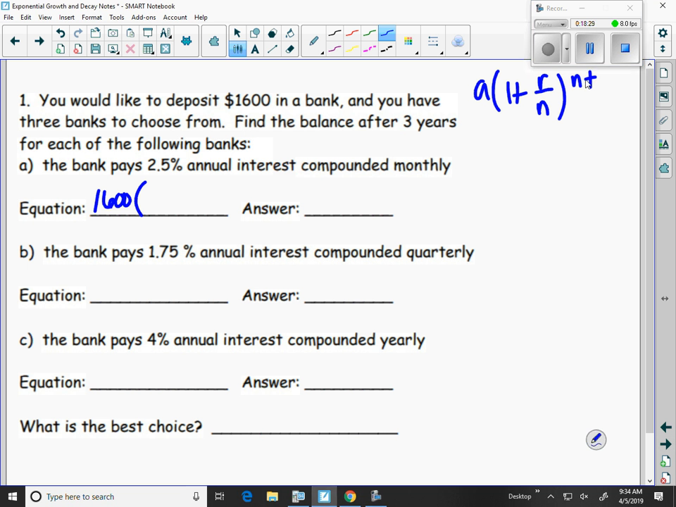And then 1 plus, how am I going to write my percent? 0.025. Don't forget to move that decimal place. What's my n value if it's compounded monthly? 12. So my n is 12. So for my exponent, I'll have 12 times t, which is my number of years. How many years are we dealing with here? 3 years.